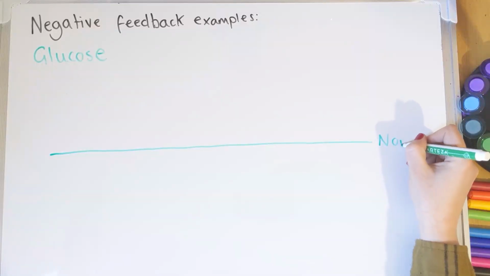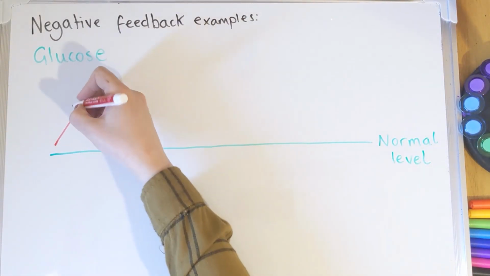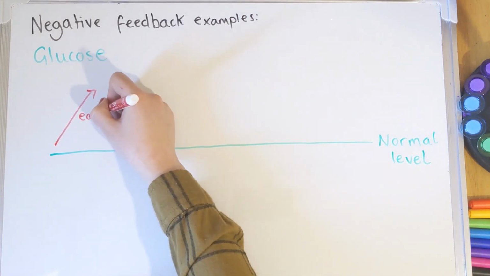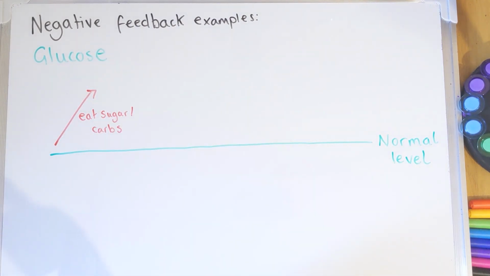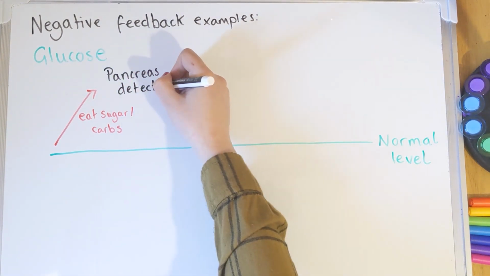Okay, let's look at our first example of negative feedback, which is glucose. We'll start with something that people are more familiar with. You have an increase in glucose due to eating sugary food or carbs. Remember, carbs can get broken down into sugar during digestion. The pancreas detects this change, so that is our receptor. This makes more insulin. The insulin is the hormone here.